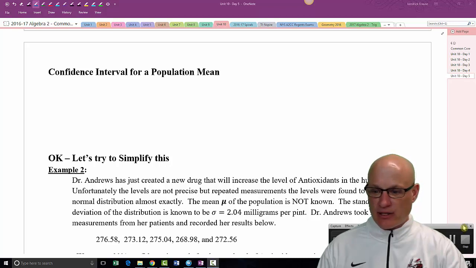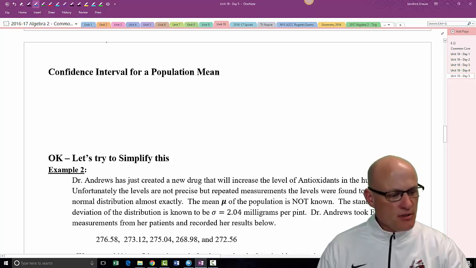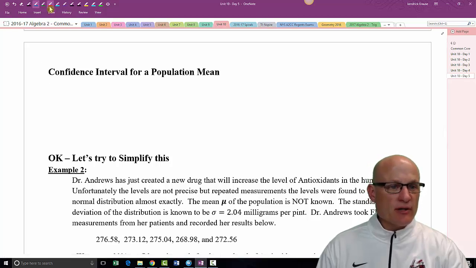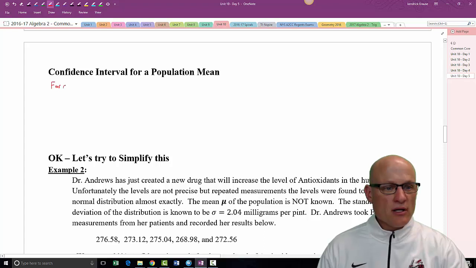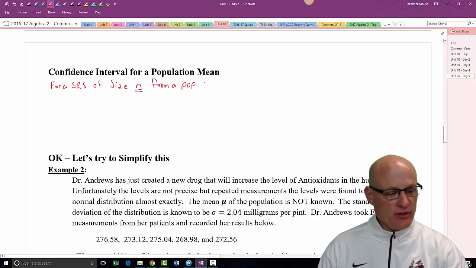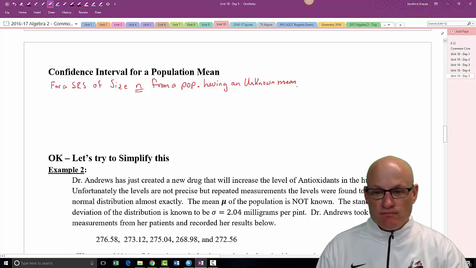Confidence level for a population. For a simple random sample of size n from a population, I'm going to abbreviate that, population having an unknown mean mu and a known standard deviation.